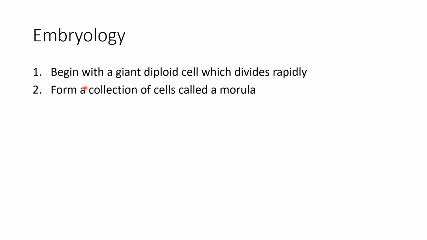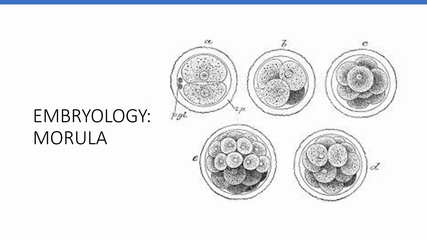This is important for embryology because what we start with is a giant diploid cell which divides rapidly in something called cleavage. It's going to end up forming a collection of cells called a morula. So here, I can't remember where I found this picture, but it's very useful. And so this cell divides and actually ends up forming this big ball of cells called a morula.